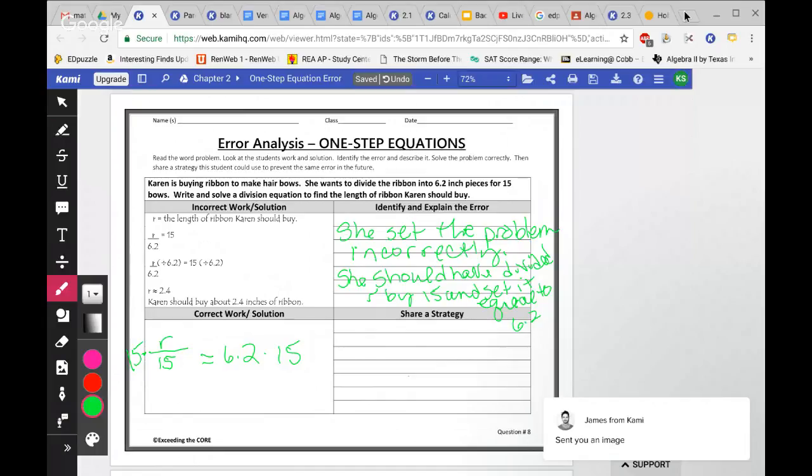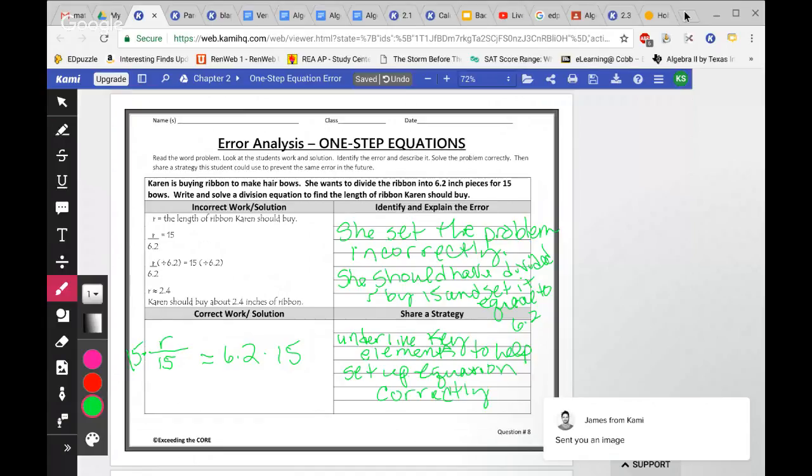And for a strategy, a lot of the strategies that we were talking about in class, the strategy I would share a lot of times when doing word problems, it's best to underline. So I would say underline key elements to help set up the equation correctly. And that happened actually a lot in the error analysis as I was looking through the problems. You know what I'm saying? That was pretty common.